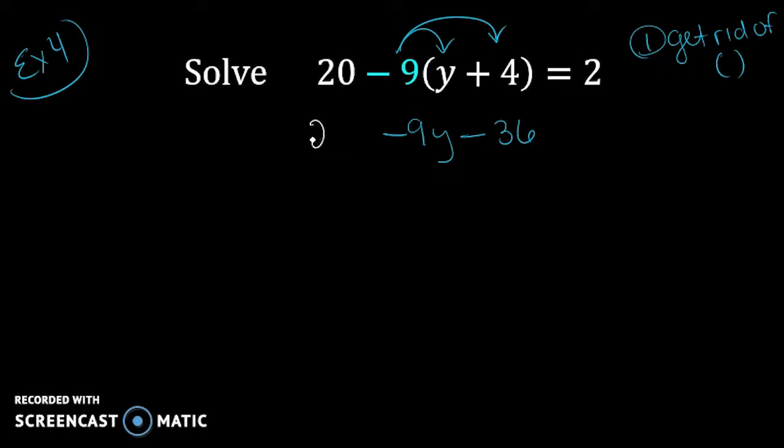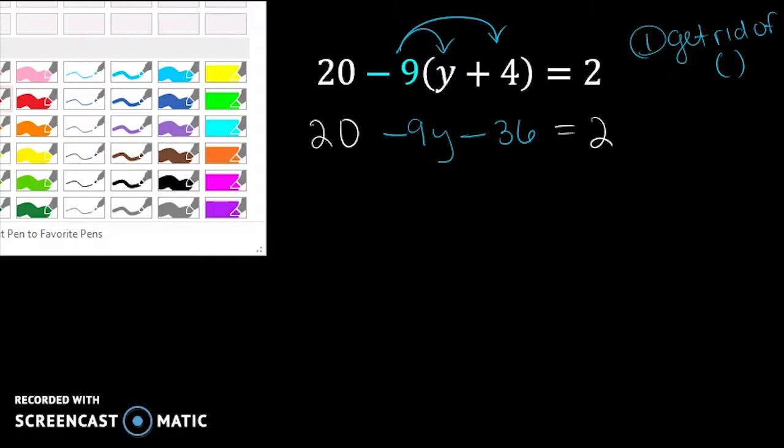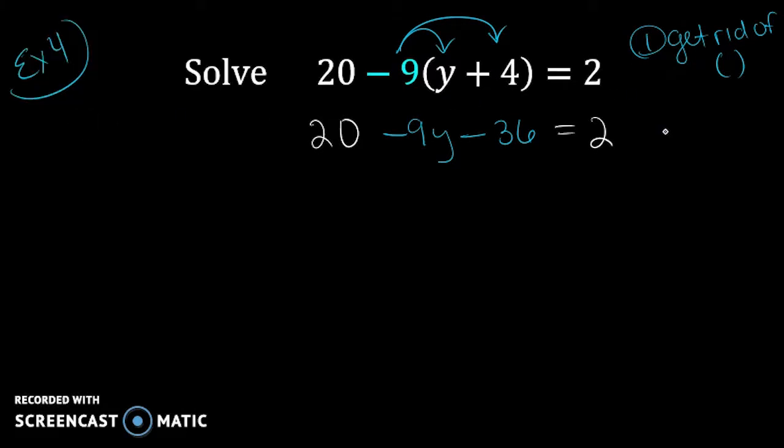Then I continue with my problem. So I have 20 minus 9y minus 36 equals 2. My next step is to check to see if I have any like terms to combine. So step 2.